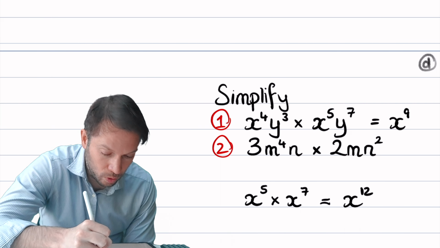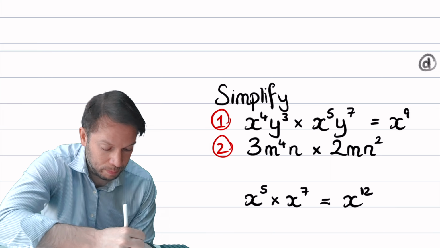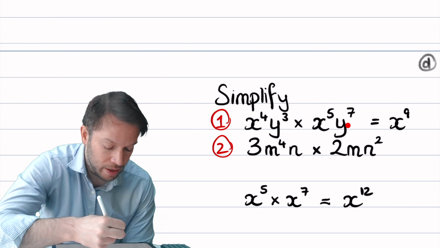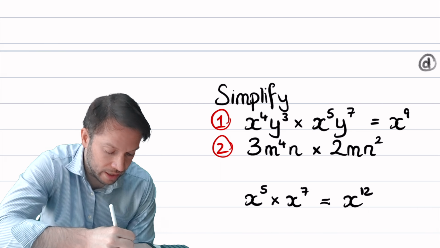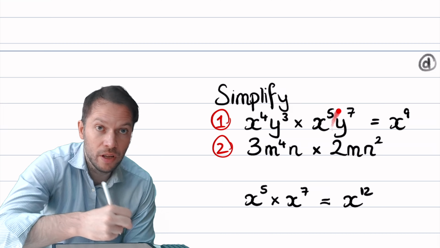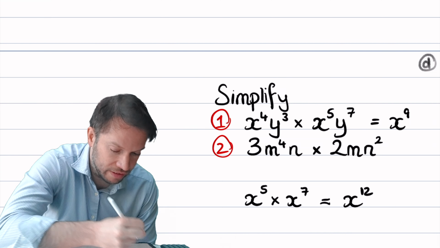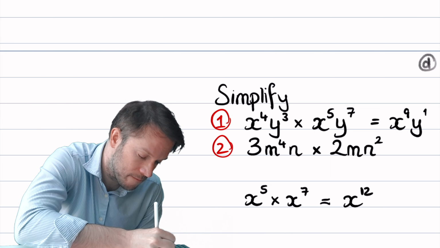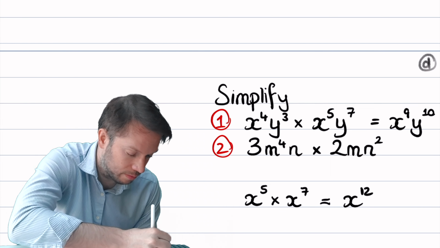And now we've got the y's as well, because ultimately this is all just being multiplied together. It's x to the 4 times y to the 3 times x to the 5 times y to the 7, and we can multiply them in any order we like. So now we've got y to the 3 times y to the 7. We add the indices, 3 plus 7 is 10, so you get y to the power of 10. So that's the final answer for the first one.